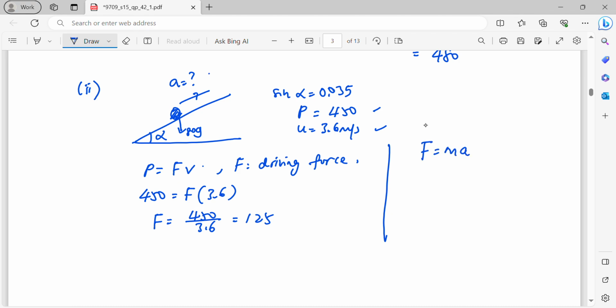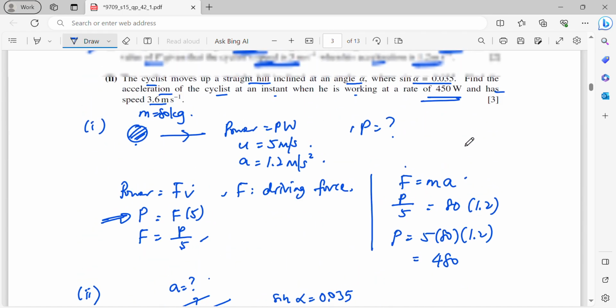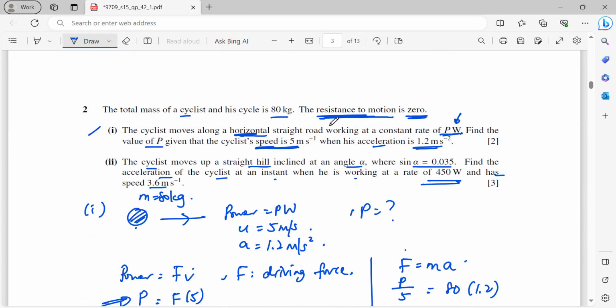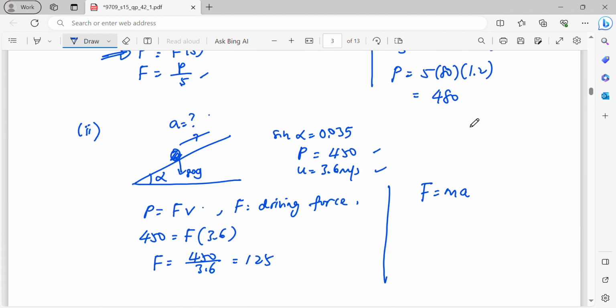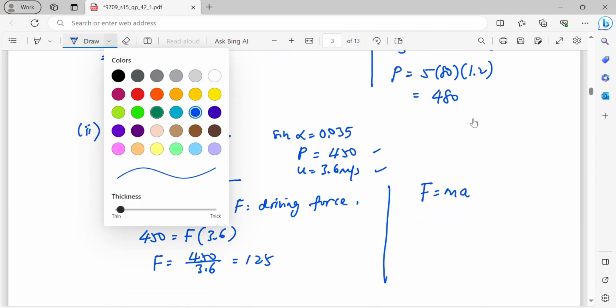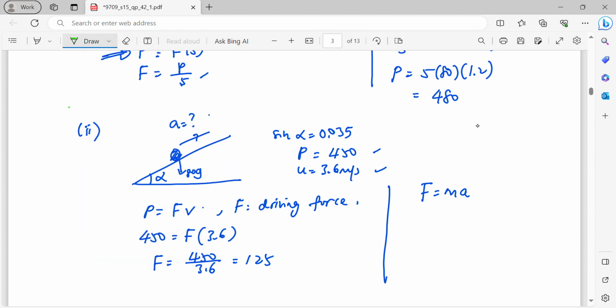And then now again, I use Newton's second law, because now you need to find what is the A. In the question, again, the resistance to motion is 0. But now when you look at here, we have to consider the weight, right? So if here is alpha, now this is the driving force F. That means you have to resolve this 80g along the plane. That will be the force which is opposite the motion.